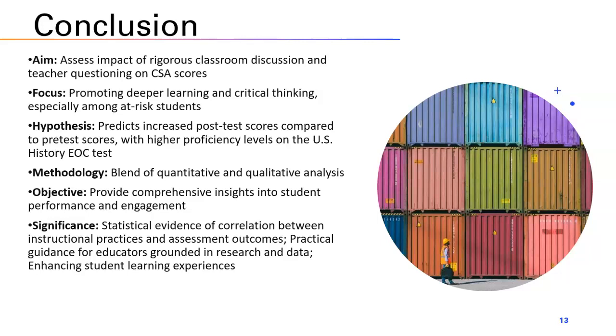This study aims to assess the impact of rigorous classroom discussion and teacher questioning on common summative assessment scores, particularly focusing on promoting deeper learning and critical thinking. The hypothesis predicts increased post-test scores compared to pre-test scores, along with a higher proficiency level on the U.S. history EOC test. Through a blend of quantitative and qualitative analysis, the research seeks to provide comprehensive insights into student performance and engagement.